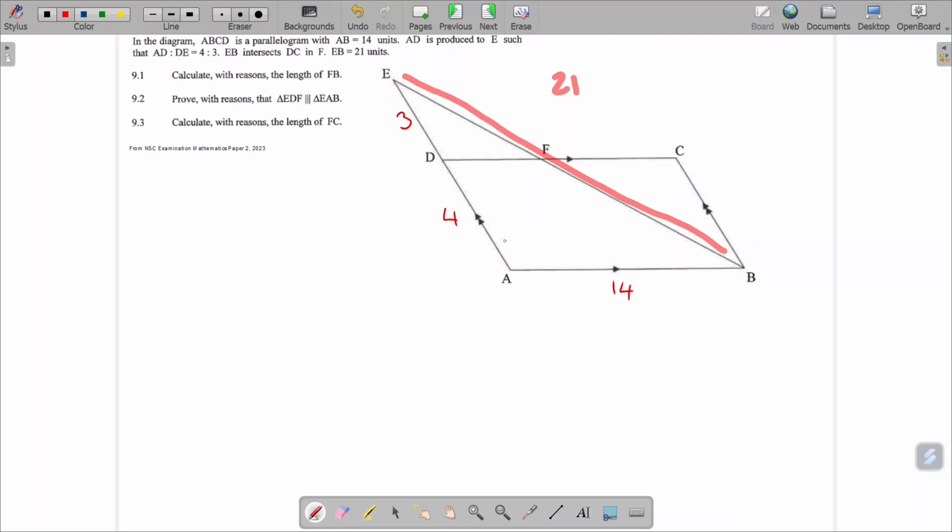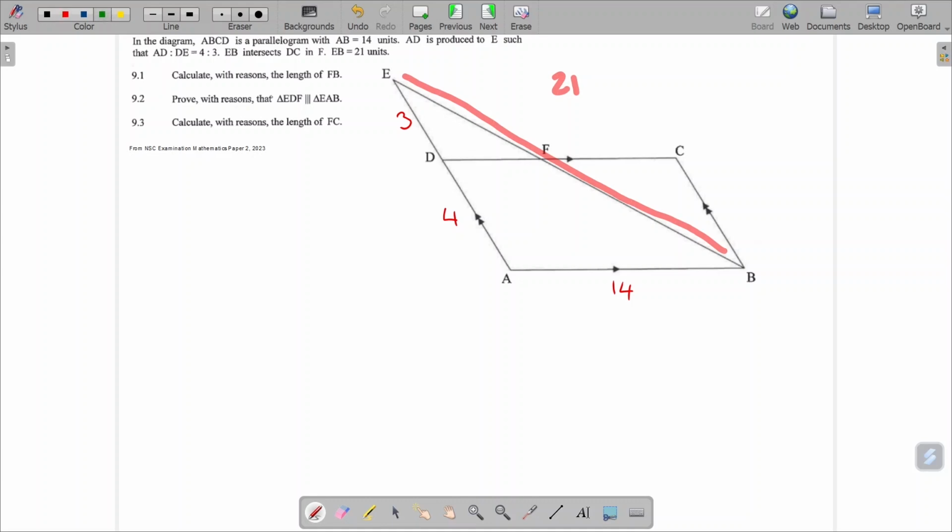Then show that the two triangles are similar, and then finally calculate the length of FC, which is this little piece that is sitting outside the slant. It's going to be quite interesting to try and get to that one.